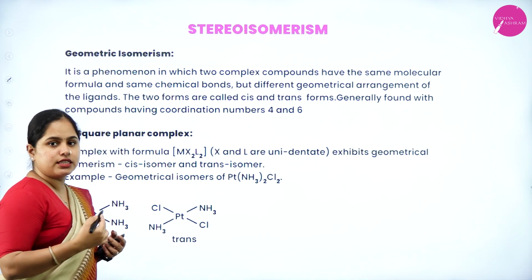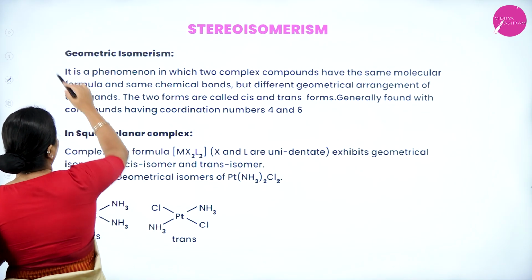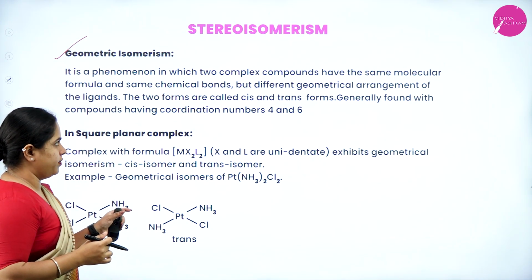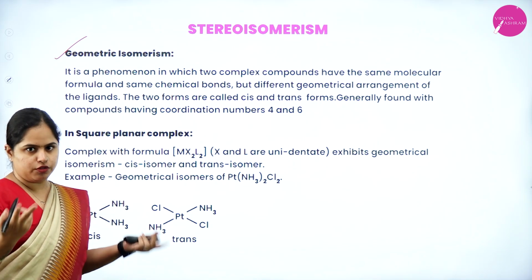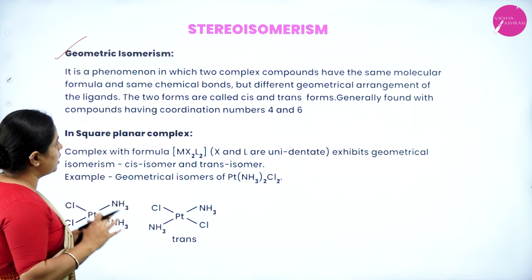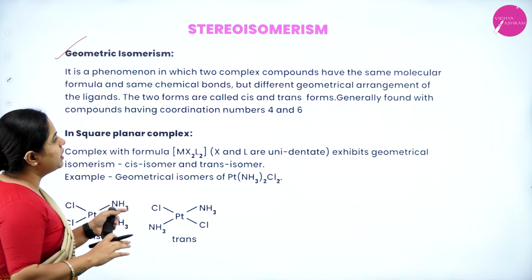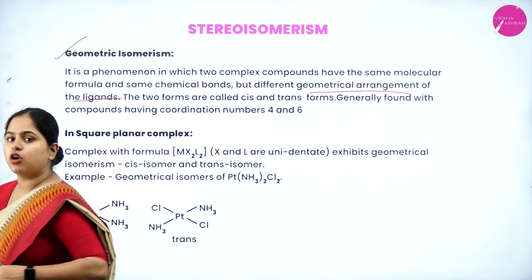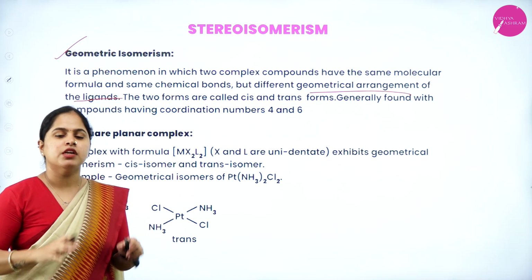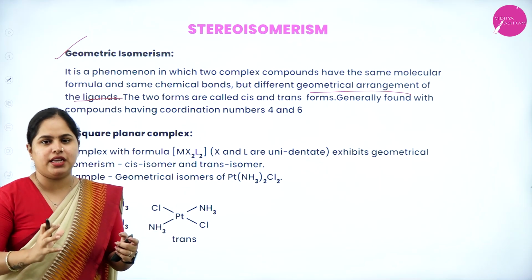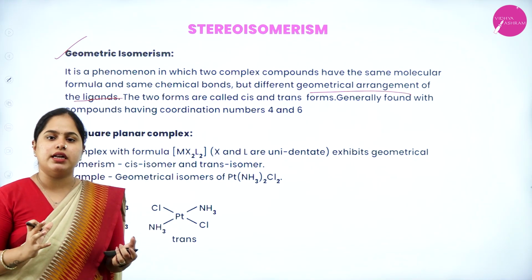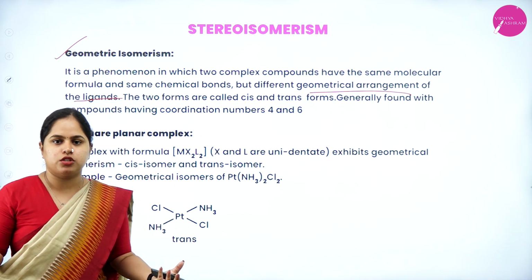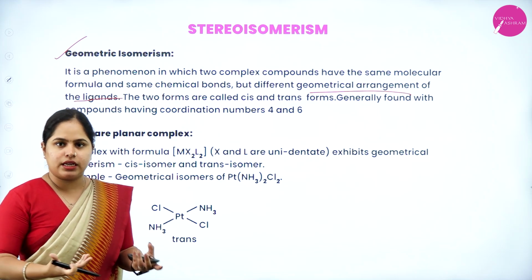So beginning with the first one, that is stereoisomerism. The first one in stereoisomerism is geometrical isomerism. It is a phenomenon in which 2 different coordination compounds have the same molecular formula and the same chemical bonds, but differ in their geometrical arrangement of ligands. We are talking about coordination compounds, so ligands will be present. How these ligands are arranged in space will be different. Their geometrical arrangement will be different. Such coordination compounds are said to have geometrical isomerism.